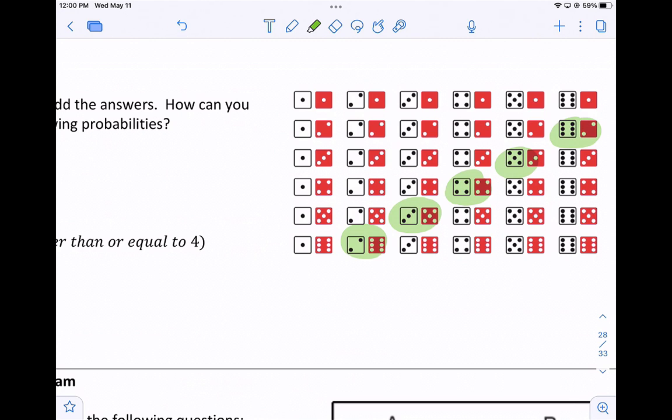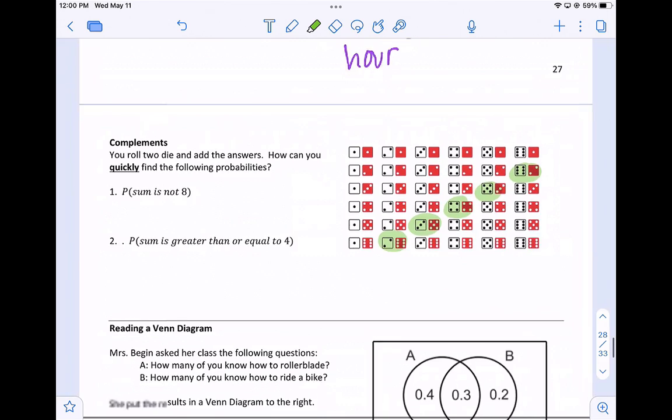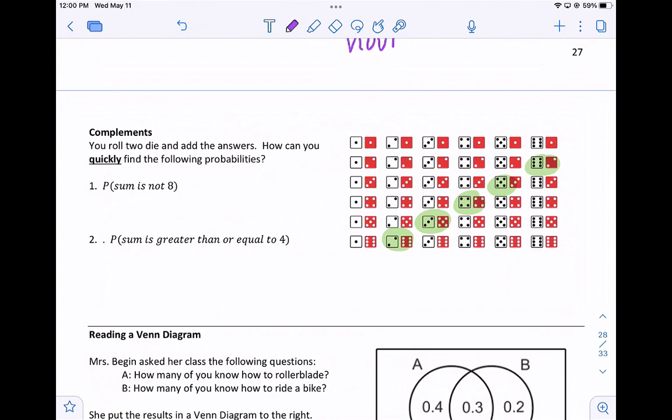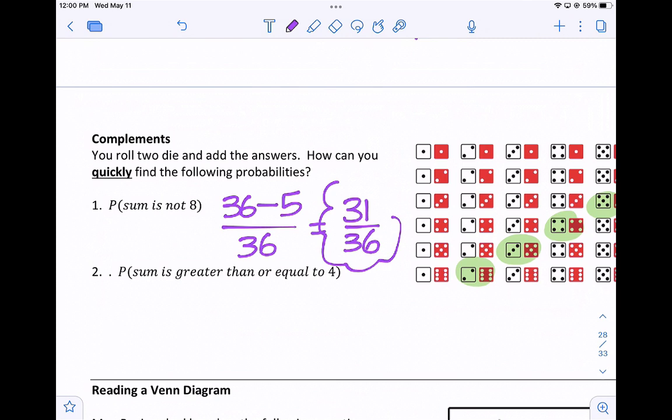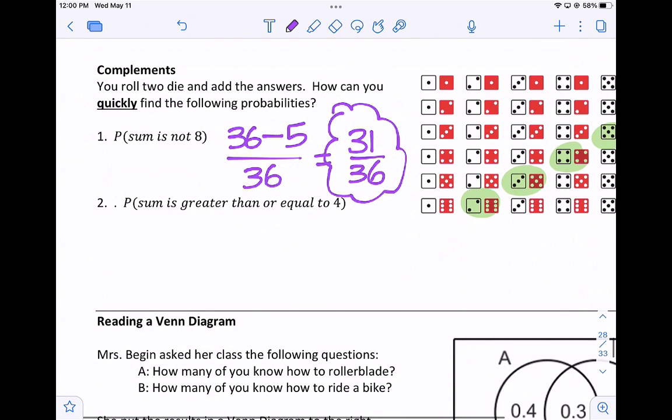All right, that was pretty fast to count. That was 1, 2, 3, 4, 5. 5 out of 36, and there's 36 possibilities. So if we do 36 minus 5, that's much faster than counting all the ones where the sum is not 8. So you have a 31 out of 36 chance of getting something that's not 8. So that's using the complement.